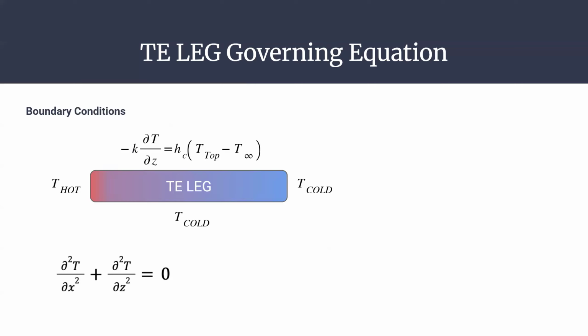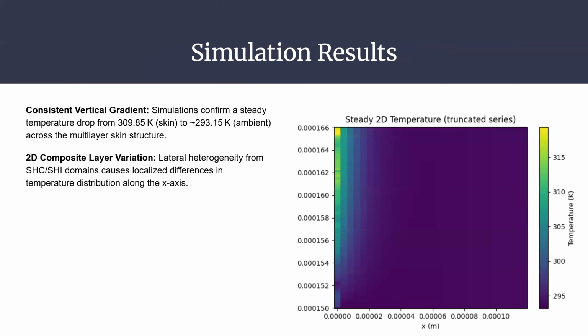On the bottom and the right boundary, we assume the Dirichlet condition, that is the cold end temperature. And on the left-hand side, we assume a Dirichlet condition that is the hot end temperature. And on the top end, we assume a Robin condition that is yielded by this convective heat loss equation that we have mentioned before. Next slide, please.